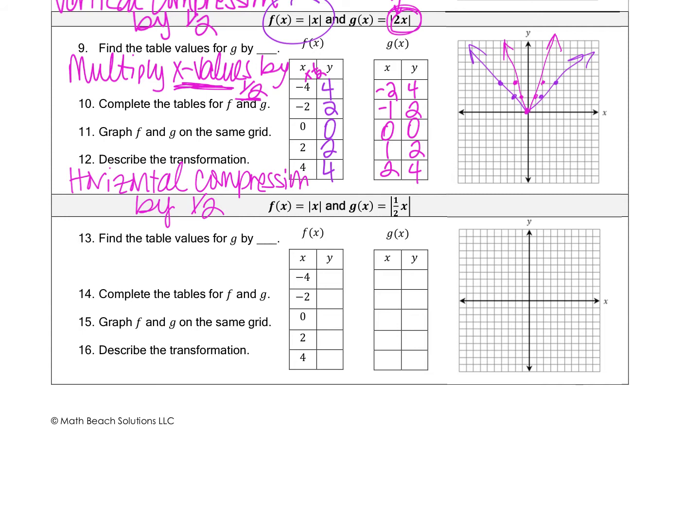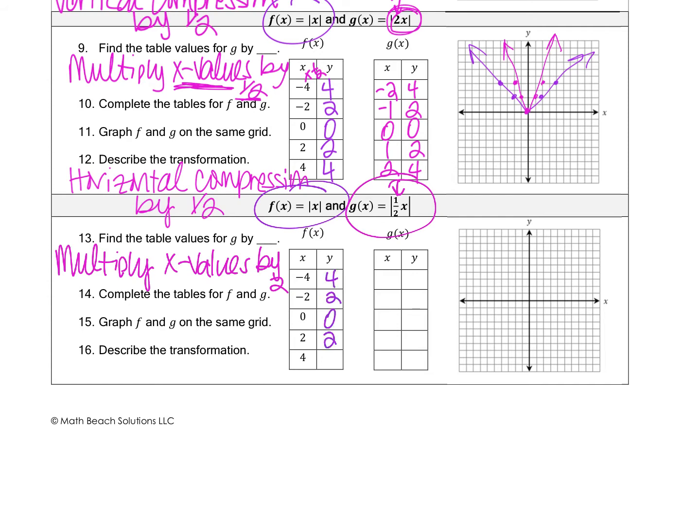Okay, so the next one, we have our parent function, and then we have our new one. Notice inside is a half. So you should be able to know now what we're going to be doing. We're going to be multiplying our x values by 2 instead of a half. Okay, so I'm going to fill in my parent function. And then I'm multiplying my x values by 2, so that's going to be -8, -4, 0, 4, and 8. And then just keeping my y values the same.